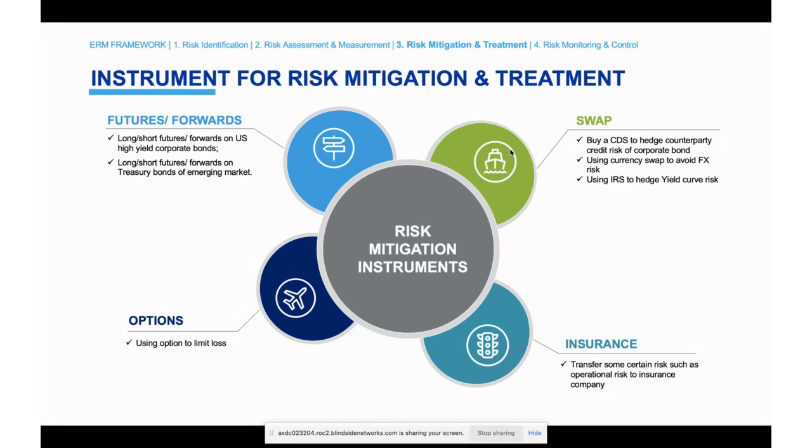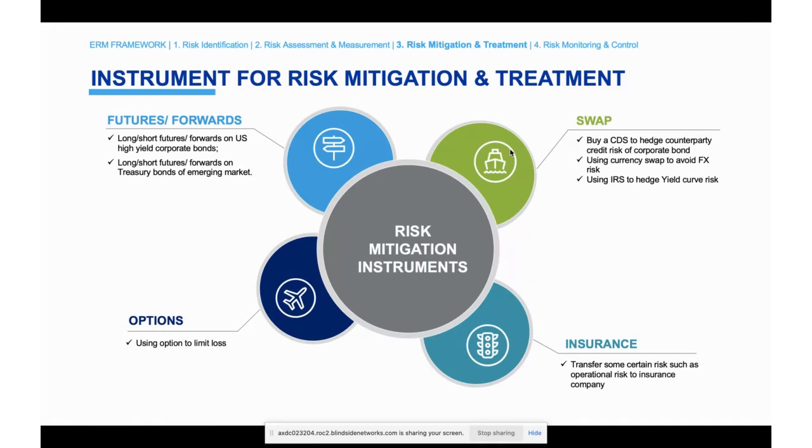The second is the option. You can buy a call or put option to limit the loss. You set what your limit of loss is, and you buy the option to set the maximum loss you can take. And it also reduces your income a little bit, but it helps to limit the loss. The third one is you can use a swap like CDS, credit default swap, to hedge counterparty risk on a corporate bond.